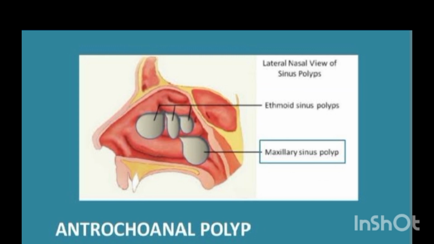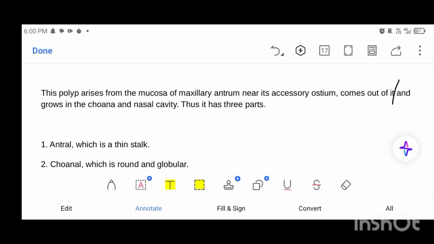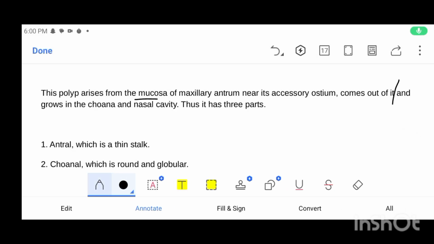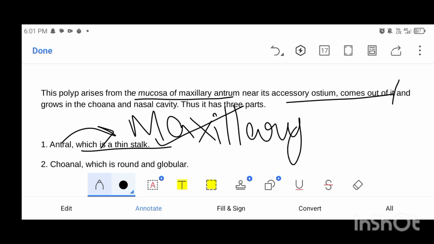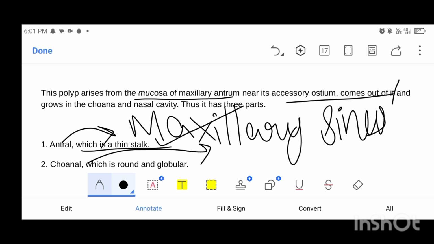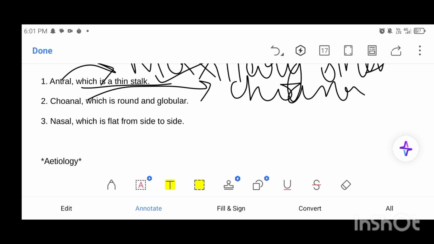Now moving further, antrochoanal polyp. This polyp arises from the mucosa of the maxillary antrum near its ostium, and it has three parts. One is the antral part, which is the maxillary part basically, which opens into the maxillary sinus. Other is the choanal part, which opens in the choana, and it is round and globular. And the third part is the nasal part.